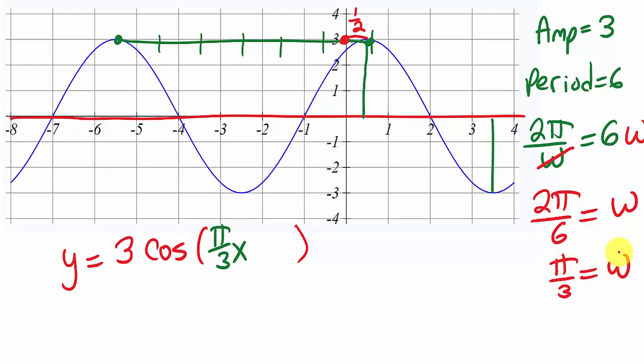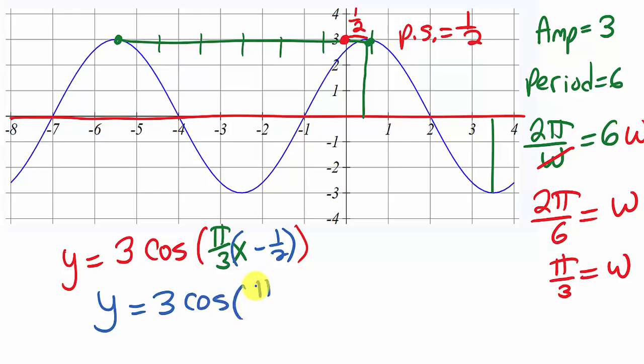Now we said that the shift was 1/2. I'm going to call that PS for phase shift. The phase shift was 1/2. Now if I just put minus a half here, that's not going to work unless I put it in parentheses and I have it minus 1/2 like this. So that's one way I could leave it, so the phase shift was 1/2. If I needed to express it without any parentheses, I could distribute that through, and it's going to be pi thirds x minus pi sixths.